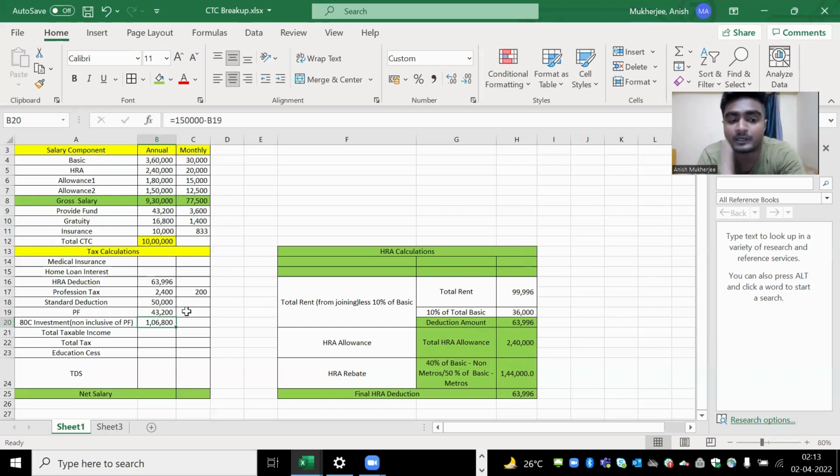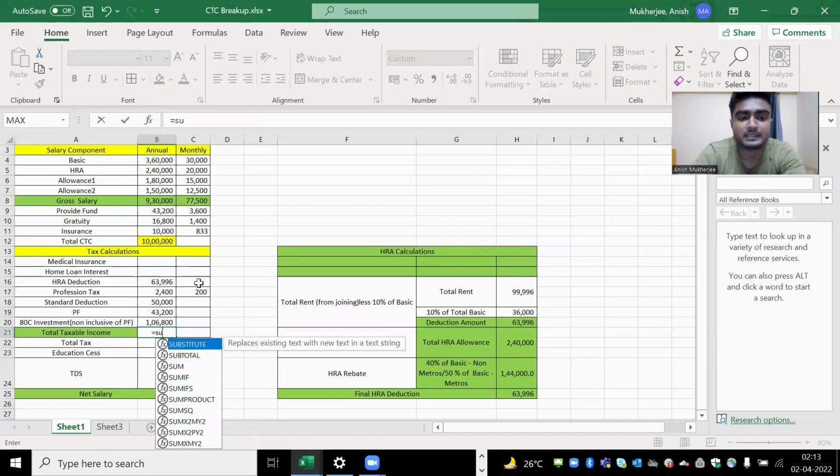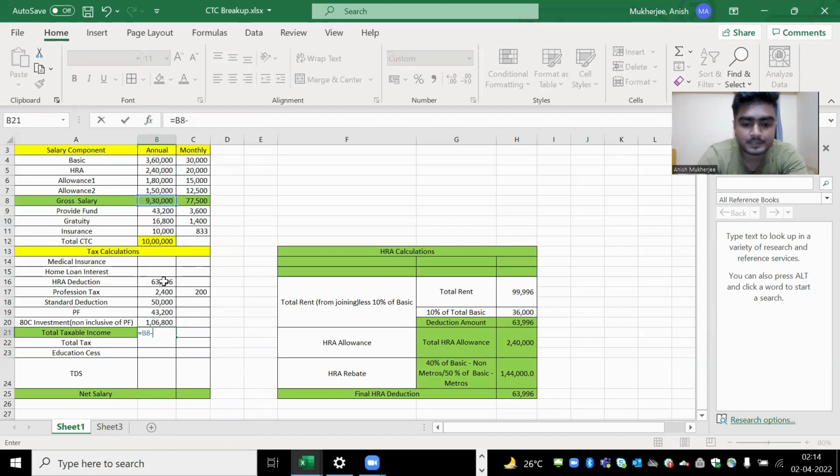I'm talking about annually. We'll come to the monthly part of it later. So basically now comes the part where we will be calculating the total taxable income. Total taxable income is basically nothing but my gross salary minus the deductions that we have made. So basically my HRA deduction, my profession tax, my standard deduction, and the 80C 1.5 lakhs.